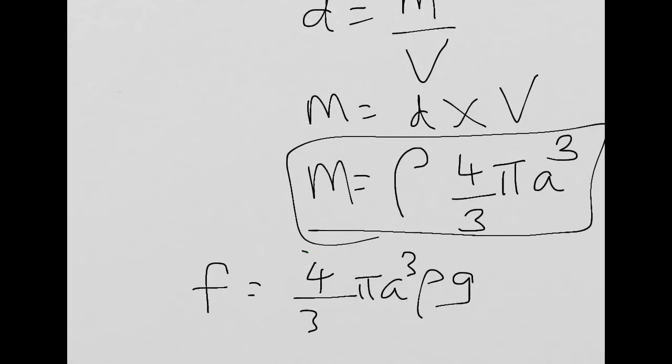This is the weight with which the oil drop is falling down. When the oil drop falls down, obviously there will be an upward thrust experienced by the oil drop. Why? Because there is air. The air also will take the shape of the oil drop.